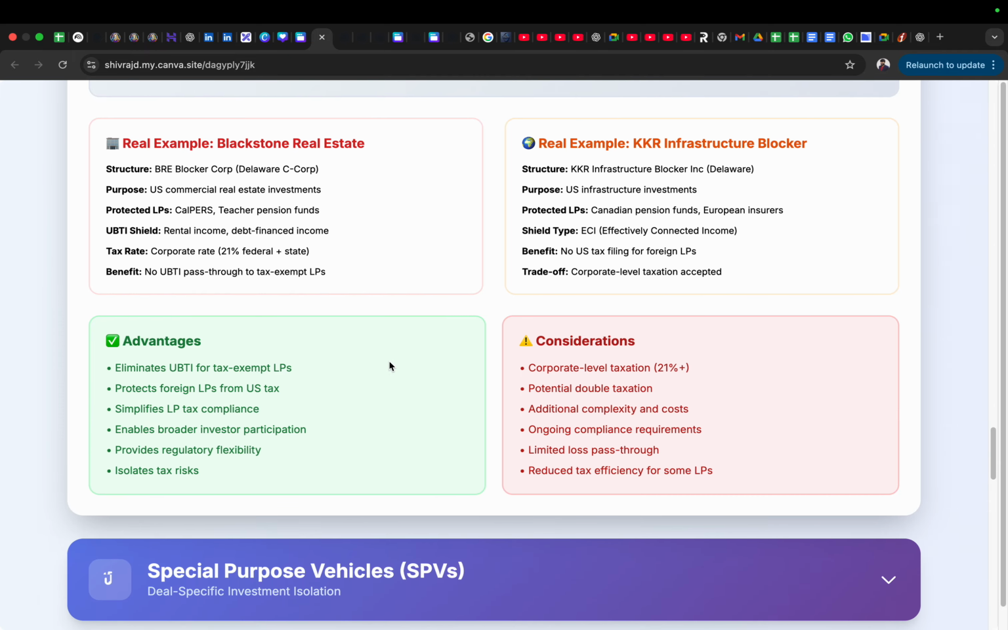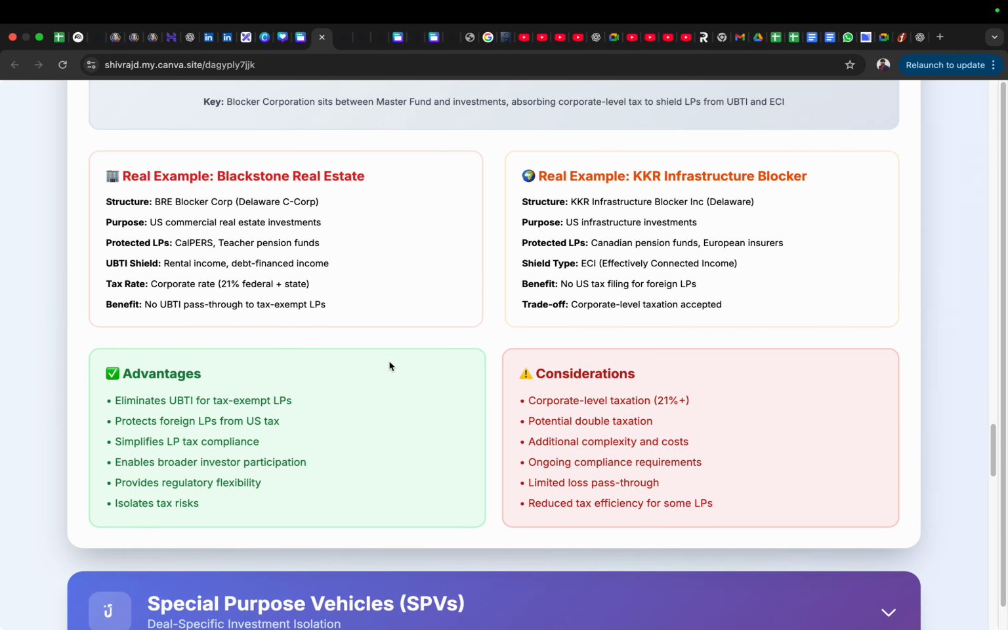each line, but the advantages, if you ask me about blocker corporations: blockers eliminate UBTI for tax-exempt LPs, protect foreign LPs from US tax, and simplify limited partners' tax compliance, enable broader investor participation, provide regulatory flexibility, isolate tax risk. Key considerations would be corporate level taxation, then potential double taxation and additional complexity and cost, ongoing compliance requirements, limited loss pass through, reduced tax efficiency for some LPs.